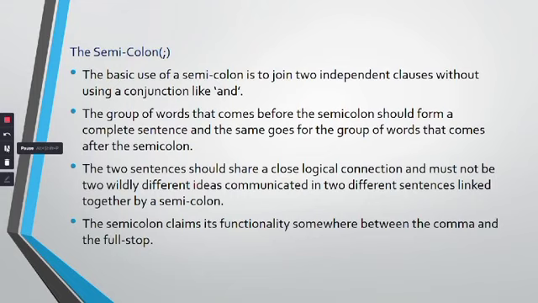The two sentences should share a close logical connection and must not be two wildly different ideas communicated in two different sentences linked together by a semicolon. The semicolon claims its functionality somewhere between the comma and the full stop. So a semicolon is basically used to separate two complete sentences, described here as independent clauses, like we're going to be seeing in the subsequent examples.